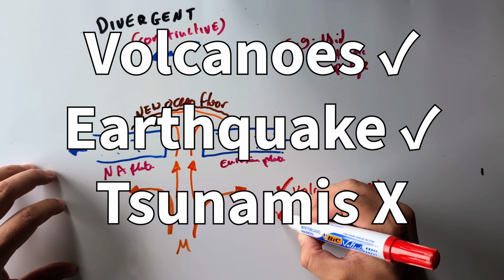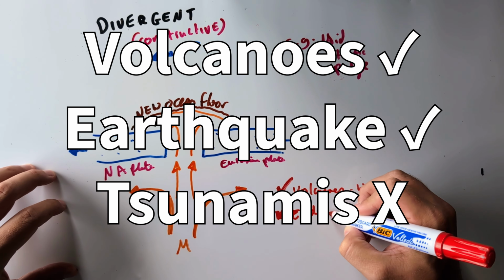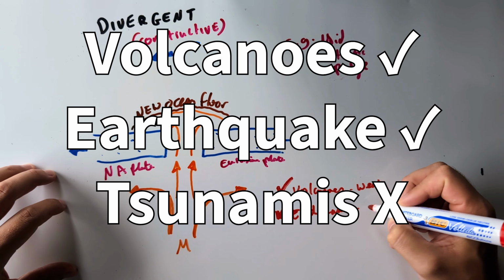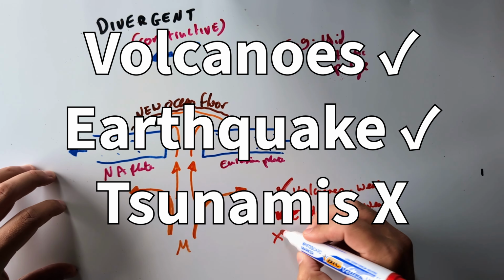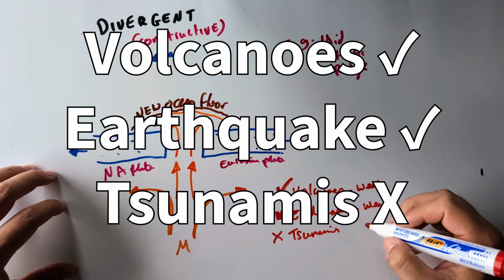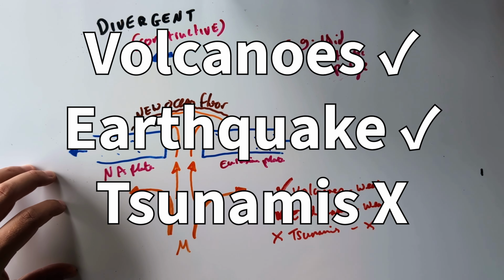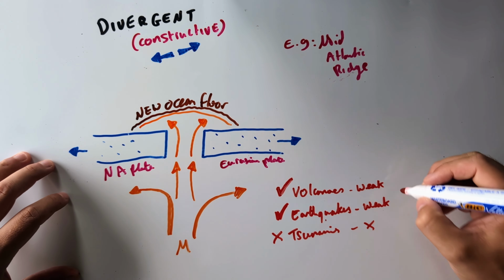Yes, we do get earthquakes again, but you're not living in fear of earthquakes because they are weak. Tsunamis we don't really experience them. They don't take place. They may take place, but again, I think you can proceed in your GCSEs by saying they don't occur in this situation.